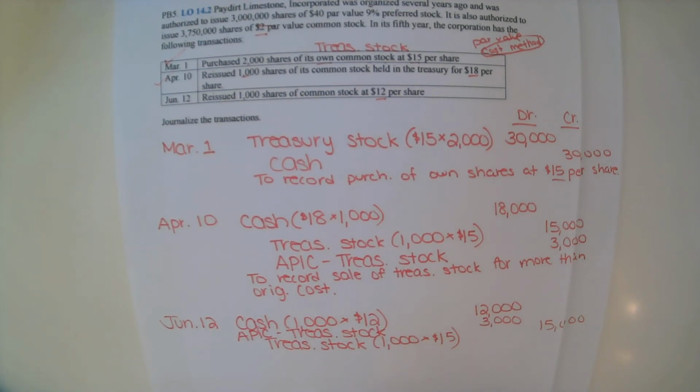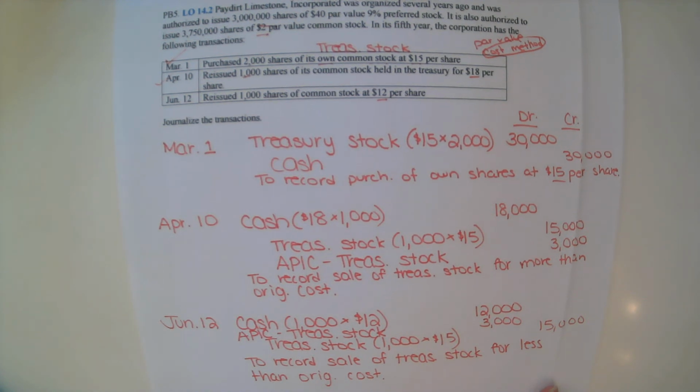So you're going to debit APIC treasury stock. Sorry, it's a little smushed there. I should have left more room. And let's put our explanation to record sale of treasury stock for less than original cost. Okay, hopefully you did good on that exercise.